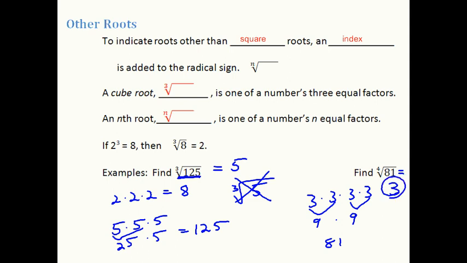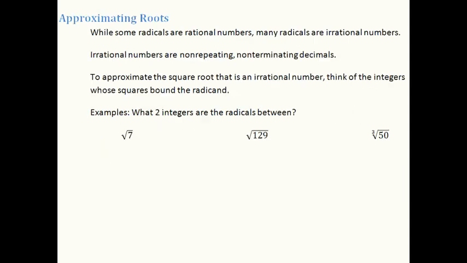So those are other roots besides square roots. In those last couple examples, we got integers as our answers, or rational numbers. But many radicals are irrational numbers. In fact, most of them are. An irrational number is a non-repeating, non-terminating decimal in decimal form. To approximate the square root of an irrational number, you just try to think what it's bound by.